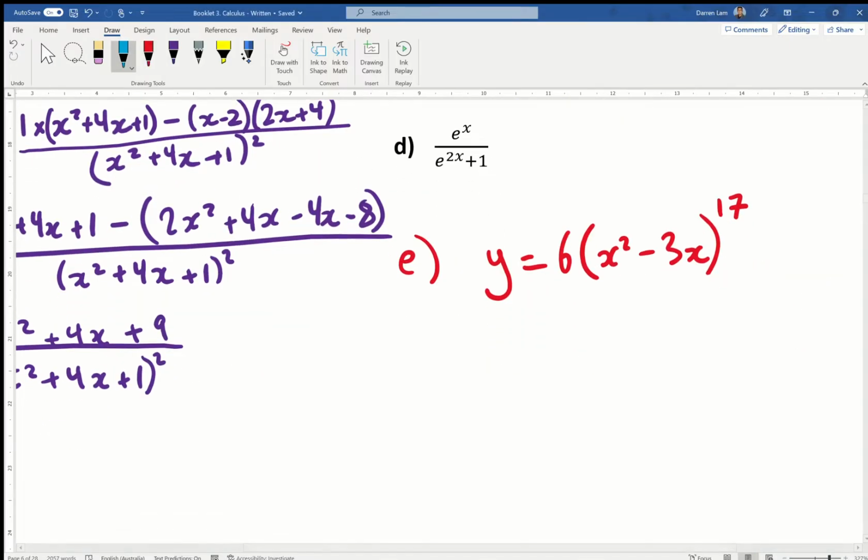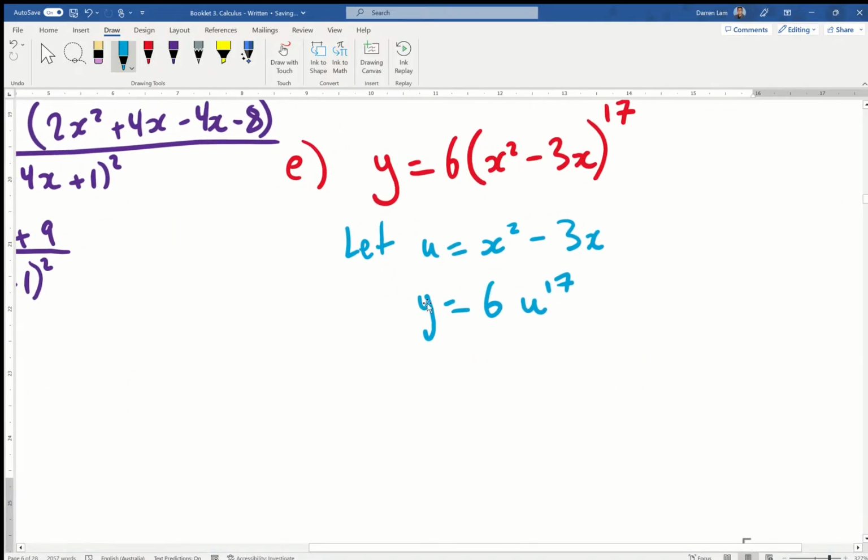Okay, so first thing, step by step, I'm going to define the inner function as u. So let u equal x squared minus 3x. And I can rewrite that as y equals 6 u to the power of 17. Any questions, qualms, or queries? Okay.